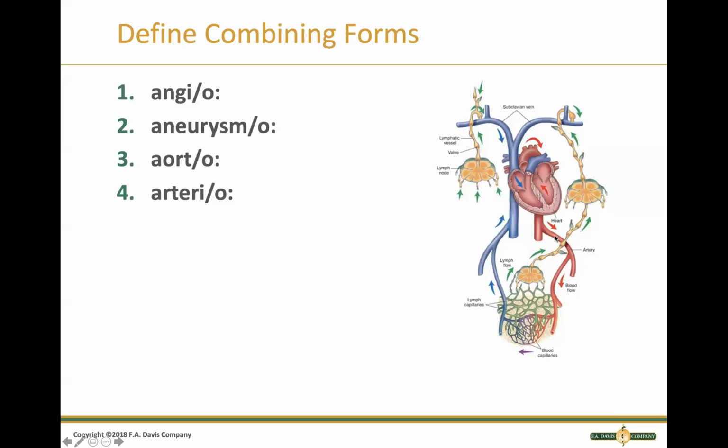Arterio, or artery, right? Arterial, -al, pertaining to the artery. Venous, -ous, means the same thing as pertaining to, right? Oh, symptoms?